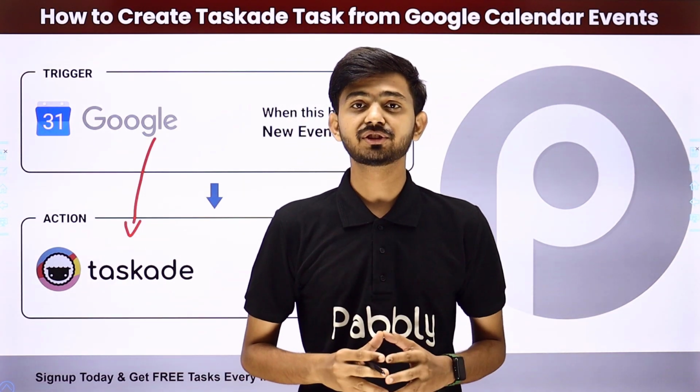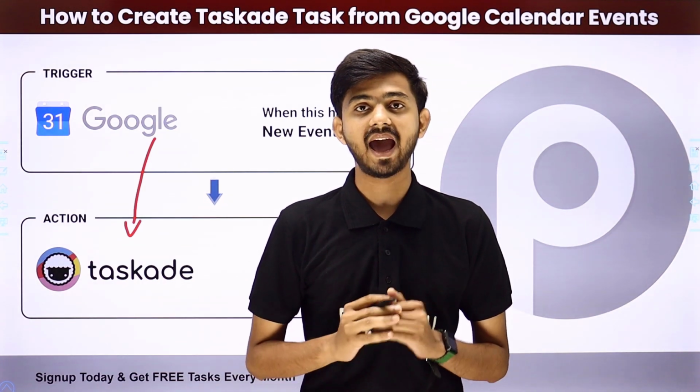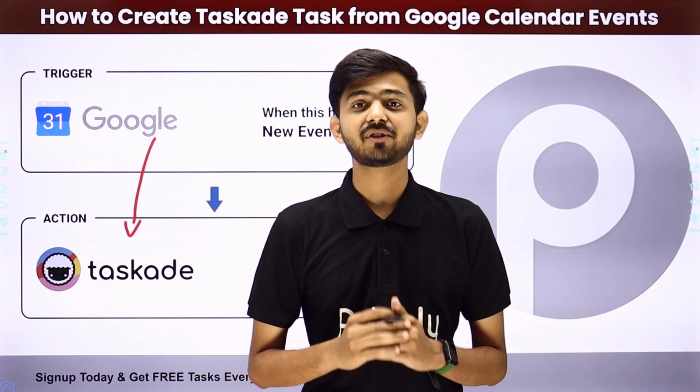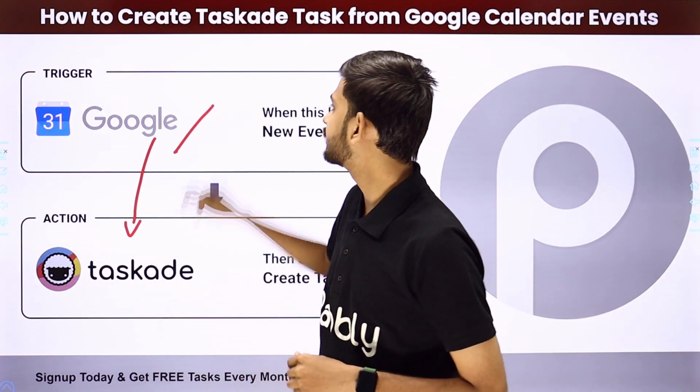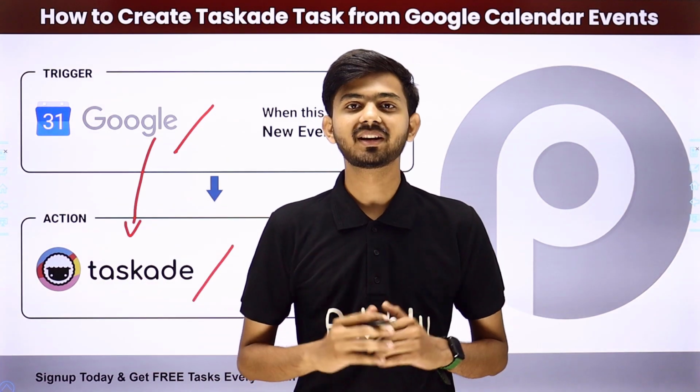For creating this integration, we are going to use Pabbly Connect, which is an amazing software for automation and integration. In Pabbly Connect, we are going to use trigger and action. In trigger application, we are going to use Google Calendar. In action application, we are going to use Taskade. So how am I going to create this integration?